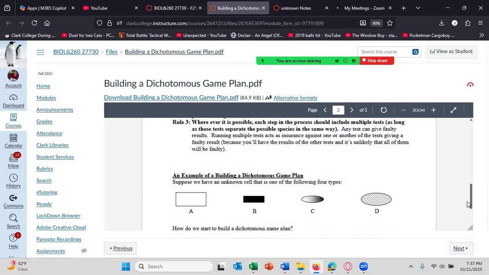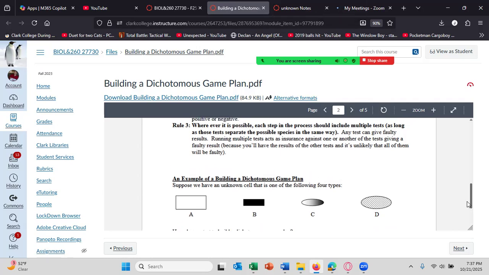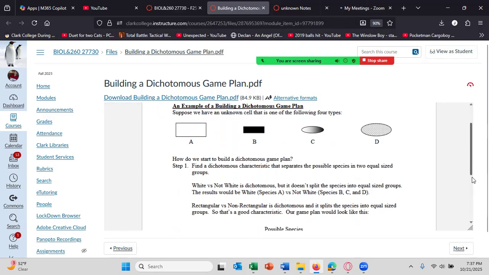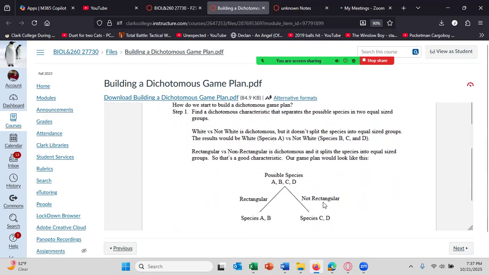You can go through this building a dichotomous game plan, and near the end of the document, it goes through a dichotomous game plan where you have an unknown cell, which can be A, B, C, or D, and you're following dichotomous logic. You're going to say, is the cell white or not white? And if it's white, it's A. If it's not white, it's B, C, or D.